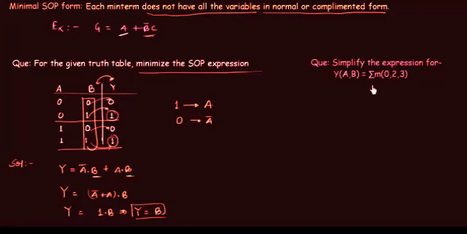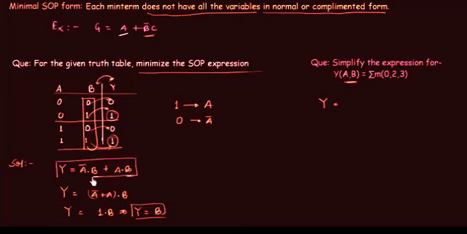The question number 2 says simplify the expression for m equal to 0, 2 and 3. The minterms are 0, 2 and 3. Instead of having the truth table, we have the expression like this in which the minterms are involved, and you can see there are two variables. So let's try to write down the SOP form.